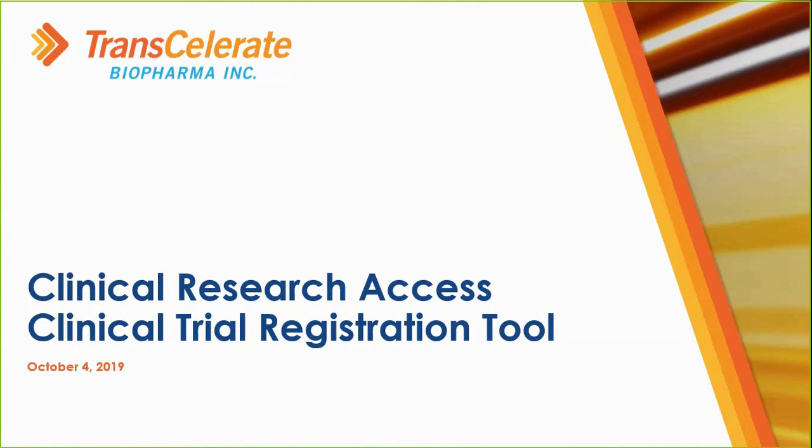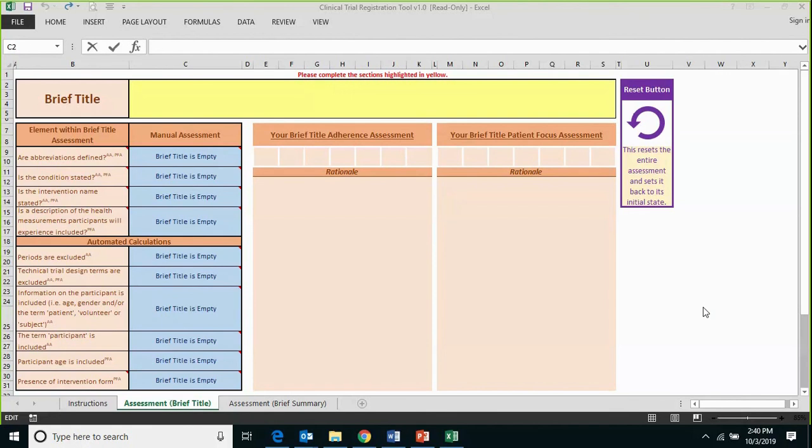This led us to create the Clinical Trial Registration Tool, a tool that individual sponsors can use to proactively evaluate the quality of data for the field, brief title, and brief summary within clinicaltrials.gov. Let's take a closer look at how you may be able to leverage the Clinical Trial Registration Tool. The tool utilizes macros supported by Excel version 2013 and newer. There are 3 visible tabs and 7 hidden tabs. Let's take a look at the Assessment Brief Title tab.